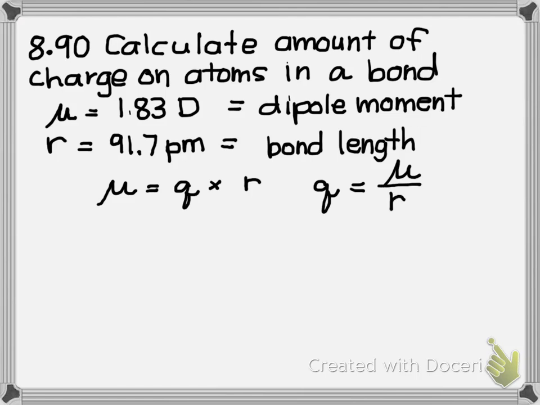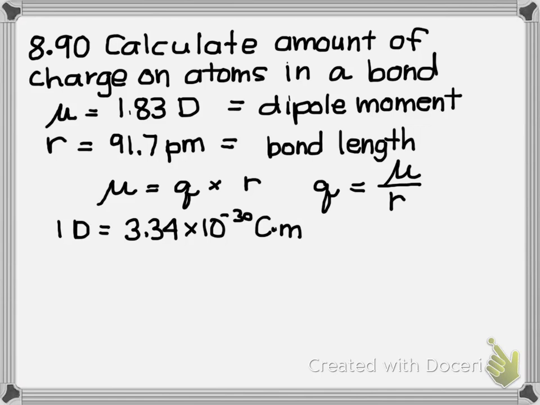Now, in order to calculate this, we need to change the units of Debye, or D, into coulombs times meters. So let's do that. The relationship between the two is 1 D equals 3.34 times 10 to the negative 30 coulomb meters. The reason is that when we're dividing by the radius, it's going to be in units of meters, and so we need to be able to cancel.